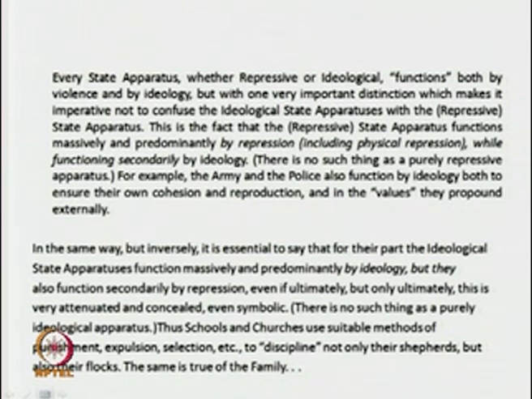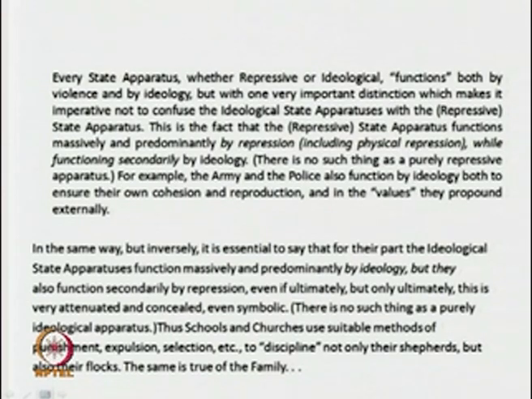I am quoting again: every state apparatus, whether repressive or ideological, functions both by violence and by ideology, but with one very important distinction which makes it imperative not to confuse the ideological state apparatus with the repressive state apparatus. This is the fact that the repressive state apparatus functions massively and predominantly by repression, including physical repression, while functioning secondarily by ideology. There is no such thing as a purely repressive apparatus.